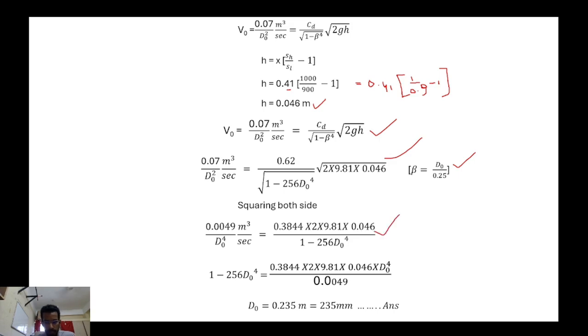Now just mathematical calculation, and we will get d naught as 0.235 meter or 235 mm. So this is the final answer. Hope you understand these two questions. These are very easy, and just for building the concept.